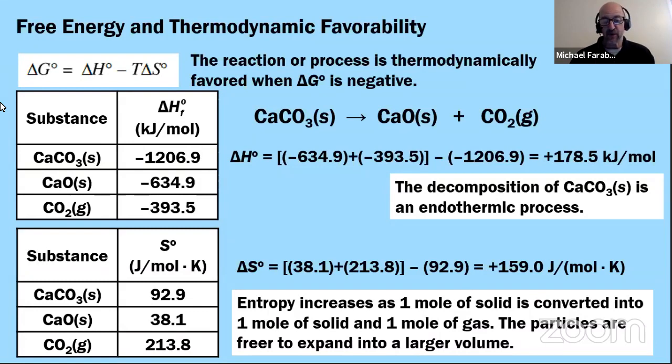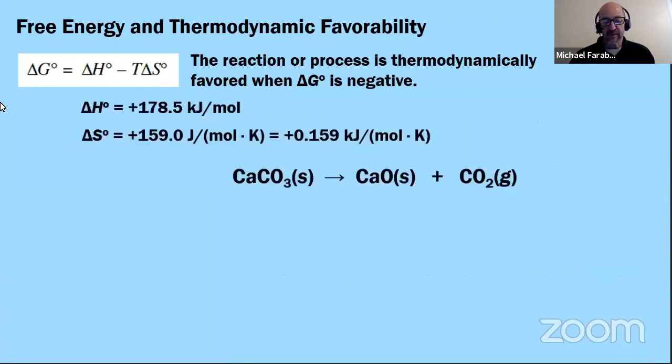Let's put these two things together. We have a delta H, which is positive 178.5 kilojoules per mole, and we have a delta S, which is positive 159.0 joules per mole Kelvin. Now notice what I did because I was worried about units. So I converted by dividing by 1,000. I went from joules to kilojoules because I wanted the units of delta H to be the same as the units of delta S. So watch out for that. If you're solving problems, pay attention to your units.